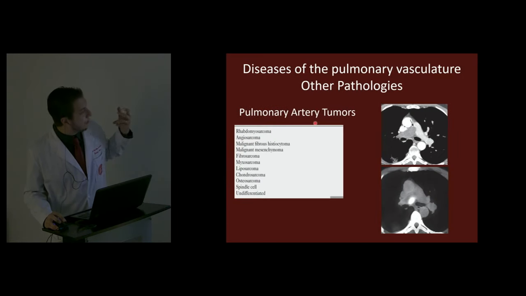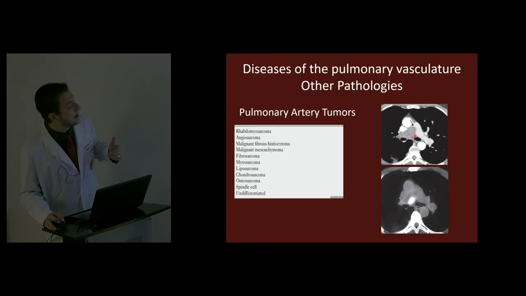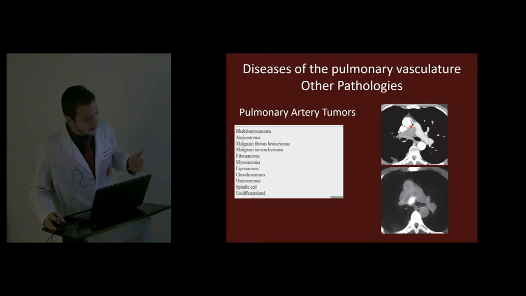We can also have pulmonary artery tumors. Like in this case, it was a sarcoma of the pulmonary artery. It was a primary artery sarcoma, and there are different types of tumors. They are really rare, but they always have to be kept in mind in people with a suspected cancer etiology. We can have an angiosarcoma, rhabdomyosarcoma, and many others.